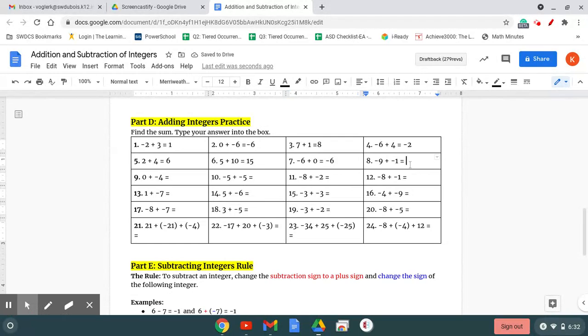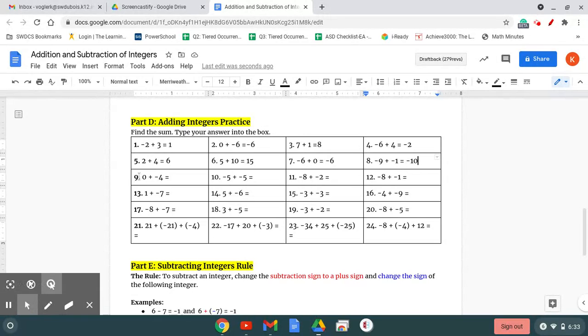All right, number 8. Go ahead and try this one on your own as well. We have -9 plus -1. So we have negative and negative. We have two negatives, same sign, keep the sign and add. Two negatives, keep your sign, negative, and add. 9 plus 1 is 10.